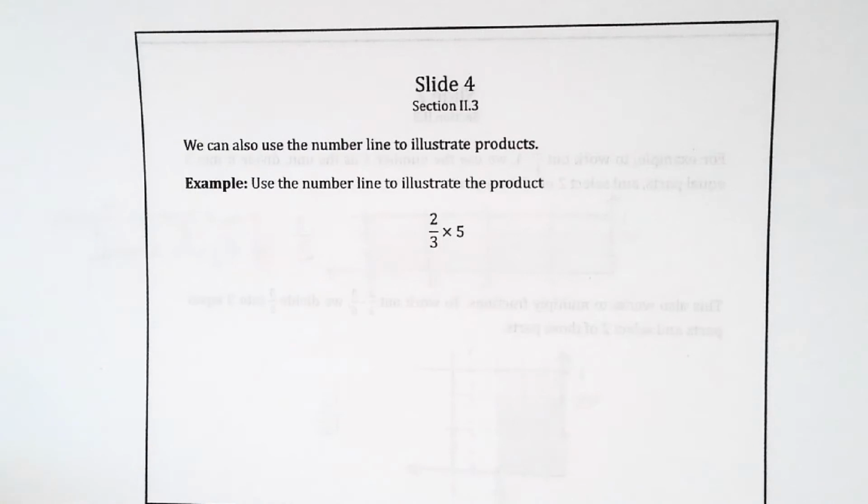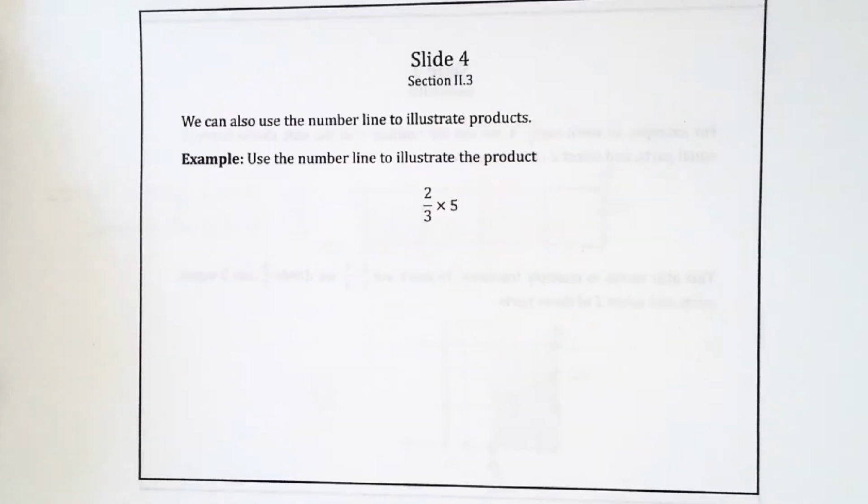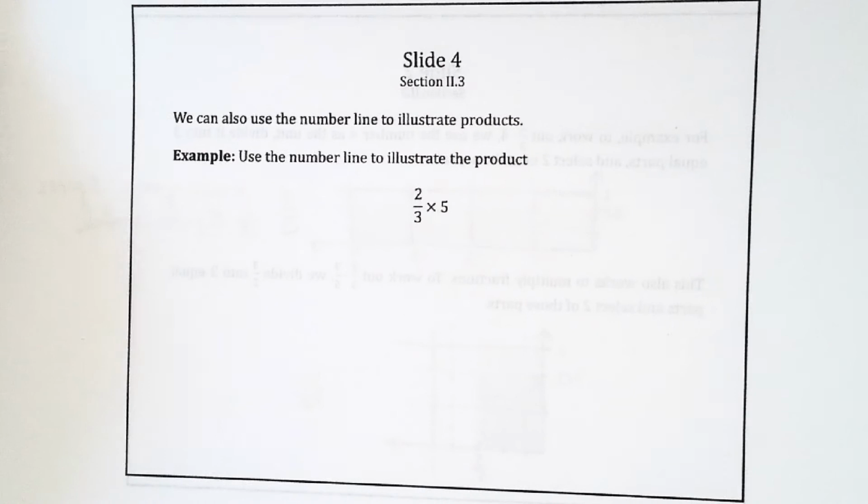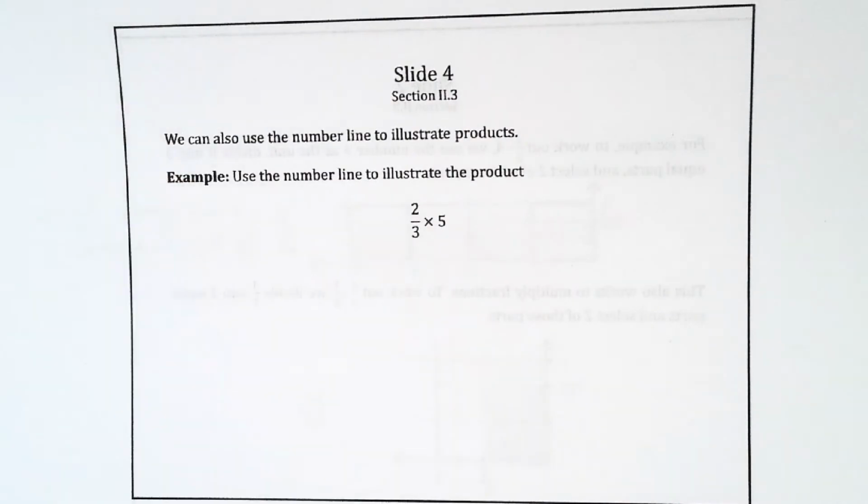This is the second mini-lecture for section 6.3 of the textbook. Now, we can also use the number line to illustrate products. Doing something like 5 times 2/3 would be pretty simple. You just add 2/3 to itself 5 times.